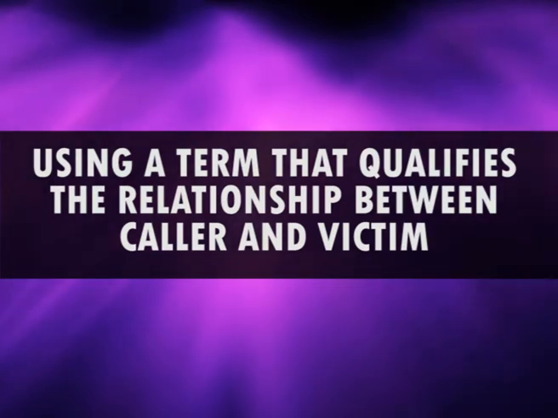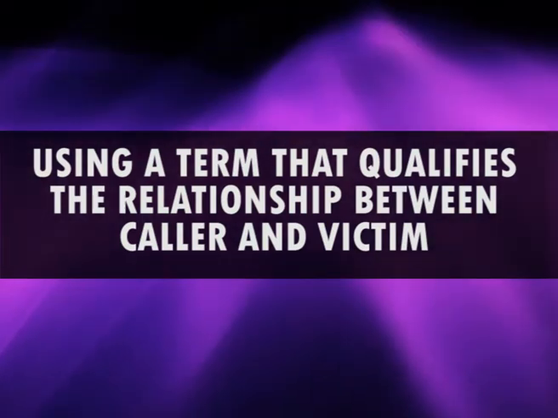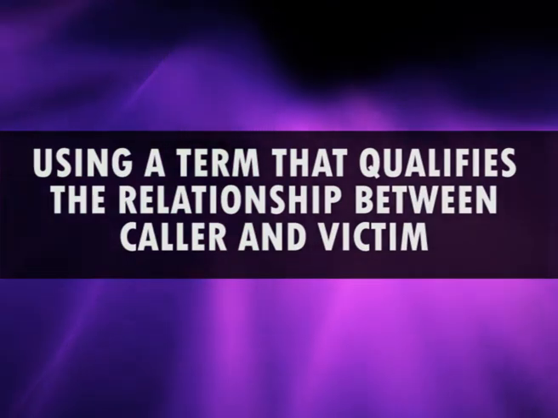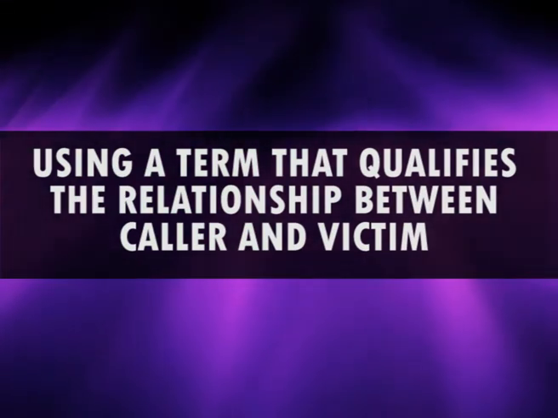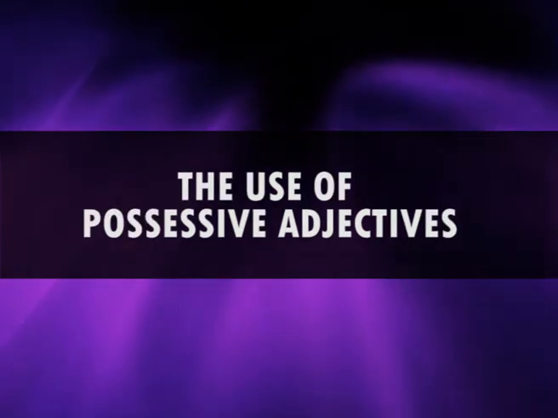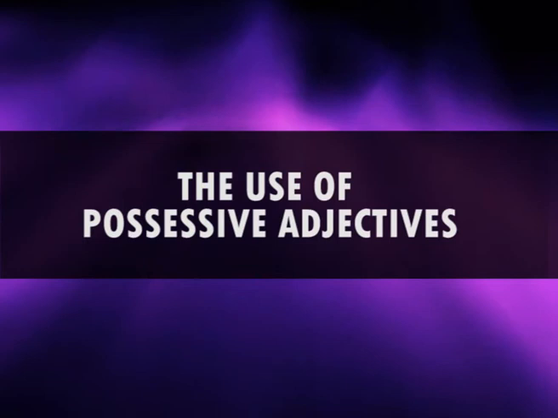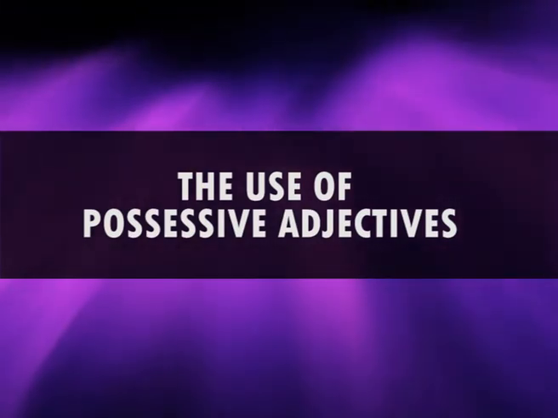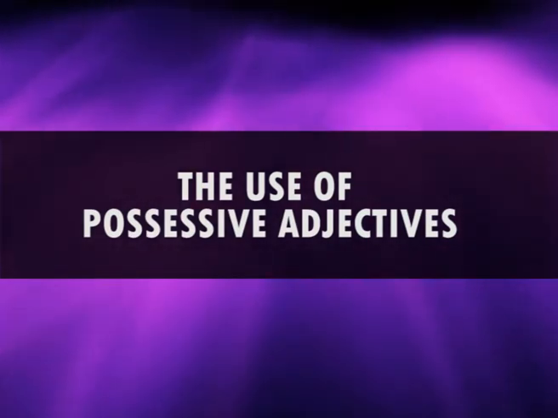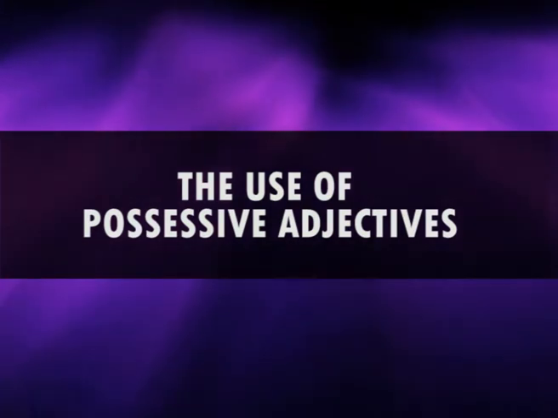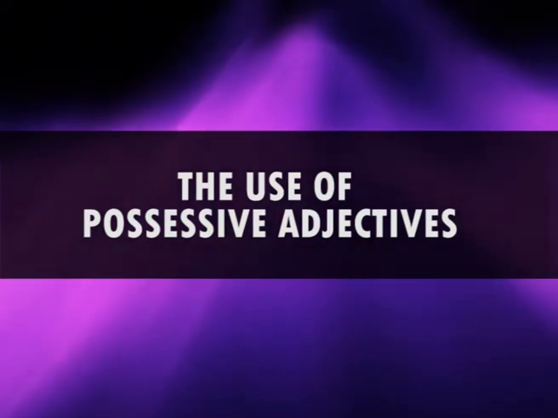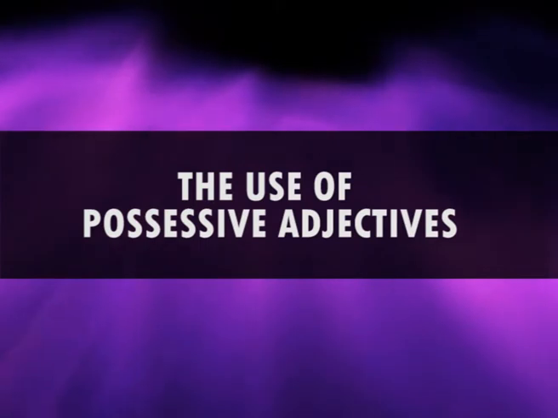The third way of indicating closeness between the caller and the victim is using possessive adjectives. This is not distancing language. Using possessive adjectives means taking responsibility and closeness with the person. A caller may say, my wife is not breathing, or the wife is not breathing.